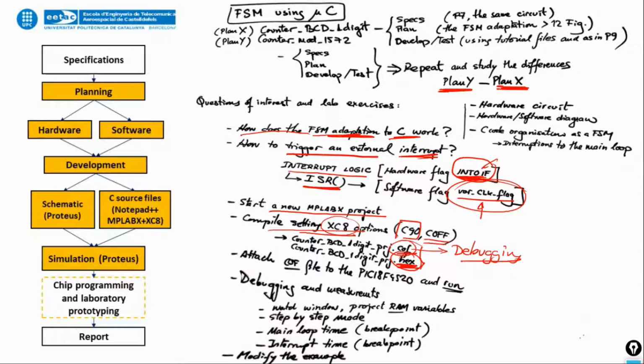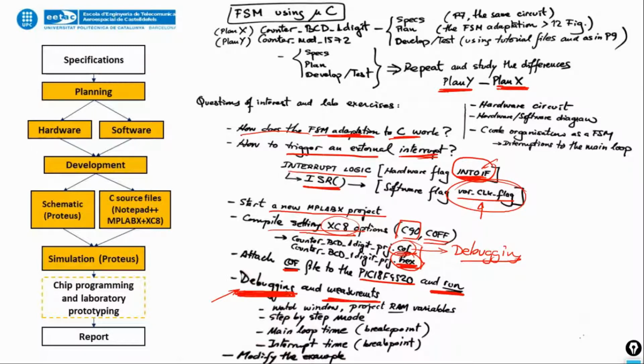So then you can see in which way you can attach the COF file to the PIC18F4520 available in Proteus, the hardware circuit, and run simulations. And once the circuit is running, naturally, you can debug if there is any problem in the software or any wire connection in the hardware.